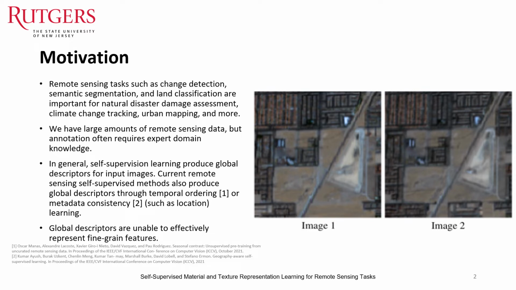Remote sensing data is used for many essential applications such as natural disaster damage assessment, urban planning and mapping, climate change tracking, population migration, and more. However, most of those tasks require expensive annotations that require specific domain expertise. We have many unannotated remote sensing data which are expensive to annotate. So for example, for this image from the change detection dataset, it would be difficult to immediately find this change. So here we look to find a way to use that data without the annotation requirement in a self-supervised way.